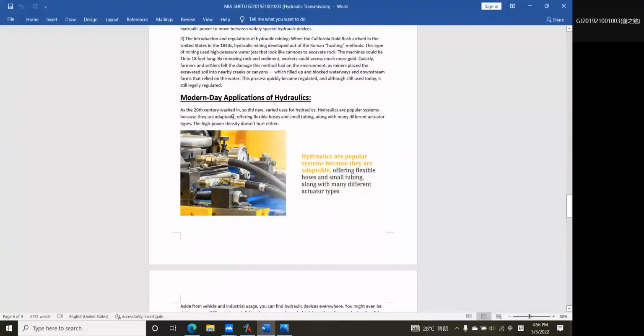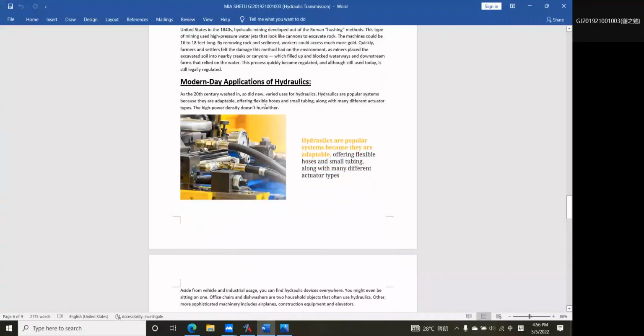As the 20th century washed in, so did new varied uses for hydraulics. Hydraulics are a popular system because they are adaptable, offering flexible hoses and small tubing, along with many different actuator types. The high power density doesn't hurt either.